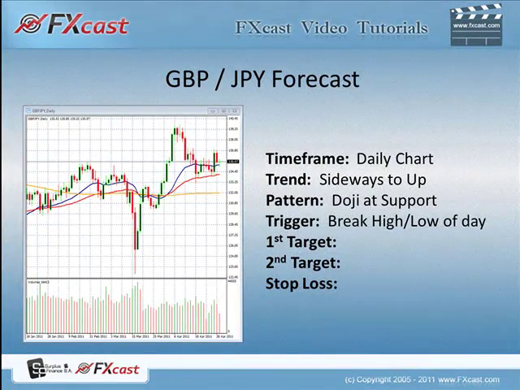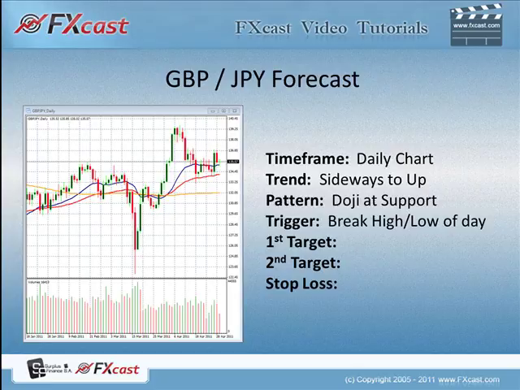Here on our third trade, we're looking at the pound-yen currency pair. Here on the daily chart, we have a sideways to up pattern. And what we're really watching is a doji at support. So really, this is another one where we could trade this either way if we break the high or low of the doji.